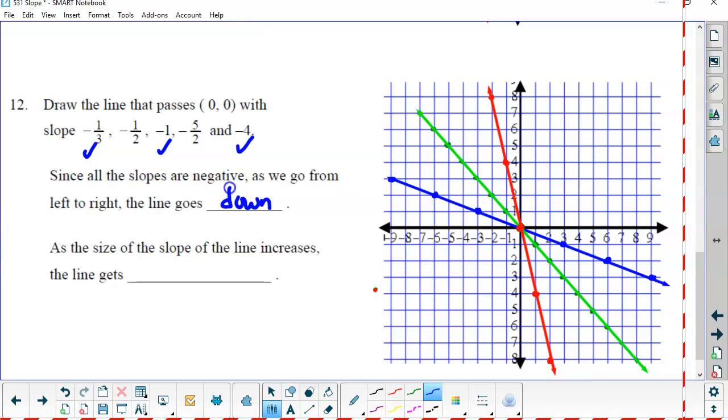Now, as the size of the slope of the line increases, what happens to the line? So think about negatives. The negative 4 is the smallest. As it increases to negative 1/3, what's happening? The negative 4 is the red, and then the green, and then the blue. So it's going from steeper now to less steep. When you're dealing with negative slopes, as it increases, it gets less steep.